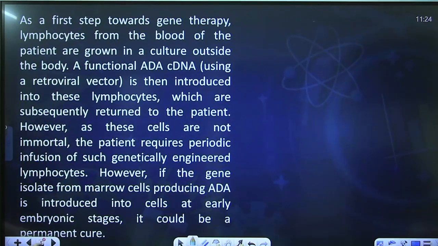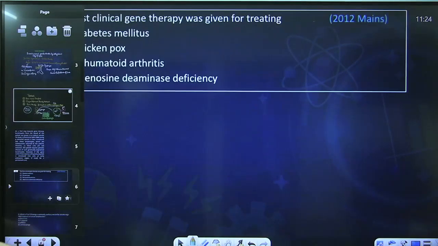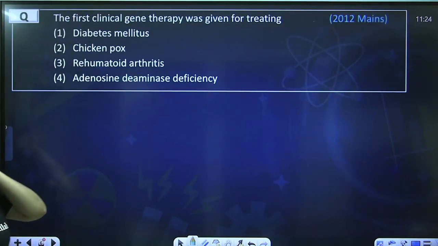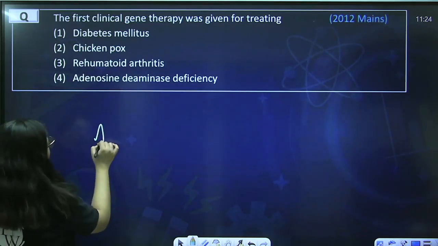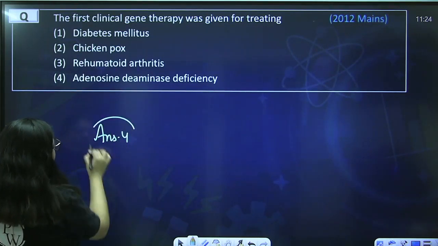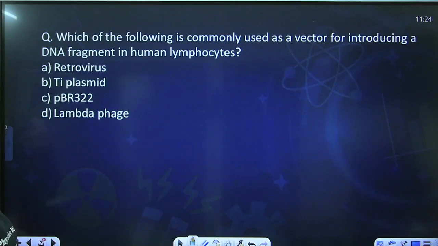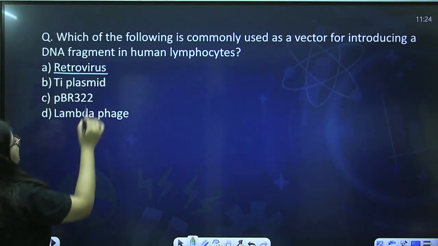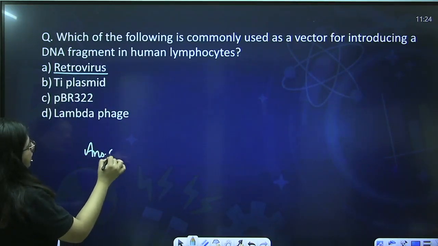Alright, so let's solve some questions. The first clinical gene therapy was given for treating diabetes mellitus, chickenpox, rheumatoid arthritis, or ADA deficiency? Very simple, answer 4. It was given in ADA deficiency. Which of the following is commonly used as a vector for introducing DNA fragment in human lymphocyte? So what vector have we used? Option A is correct, retrovirus.